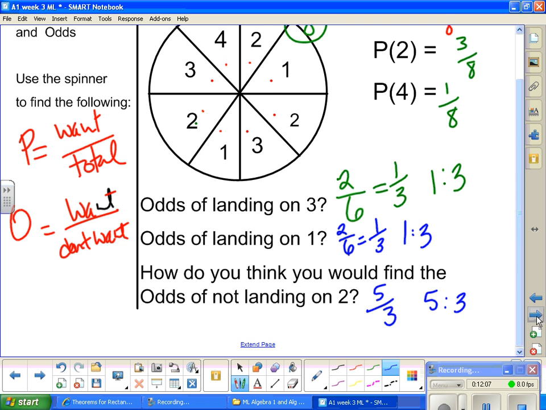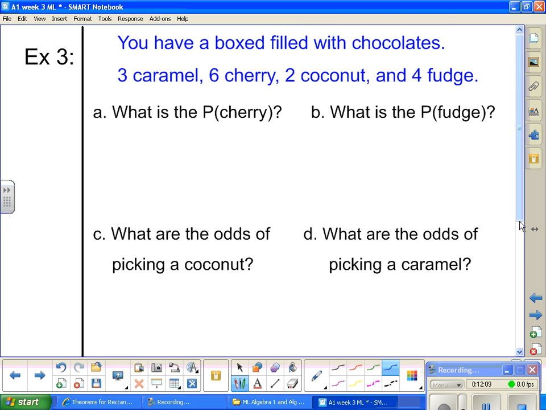Okay. And the last one, you have a box filled with chocolates, 3 caramel, 6 cherry, 2 coconut, and 4 fudge.